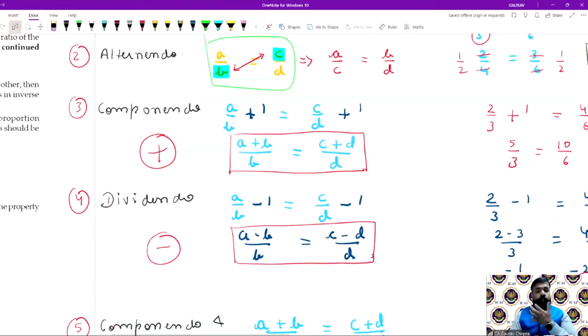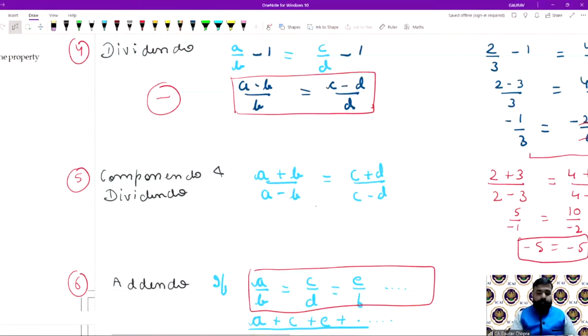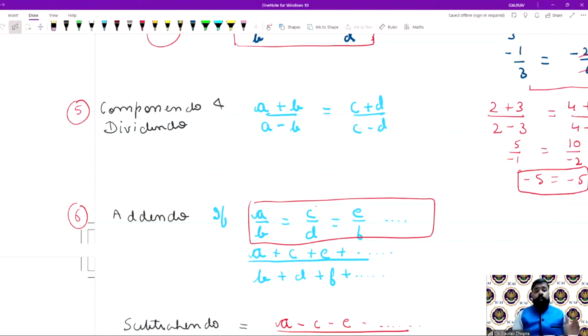Third was componendo. Componendo में हमने दोनों तरफ 1 ऐड किया, so it becomes A plus B by B is equal to C plus D by D. Fourth था dividendo. इस बार हमने -1 किया from both the sides and still the ratios are equal. So A minus B by B is equal to C minus D by D. Then फिफ्थ में हमने दोनों को साथ अप्लाई किया, componendo as well as dividendo. So numerator में प्लस, डिनोमिनेटर में माइनस. So A plus B upon A minus B equal to C plus D upon C minus D.